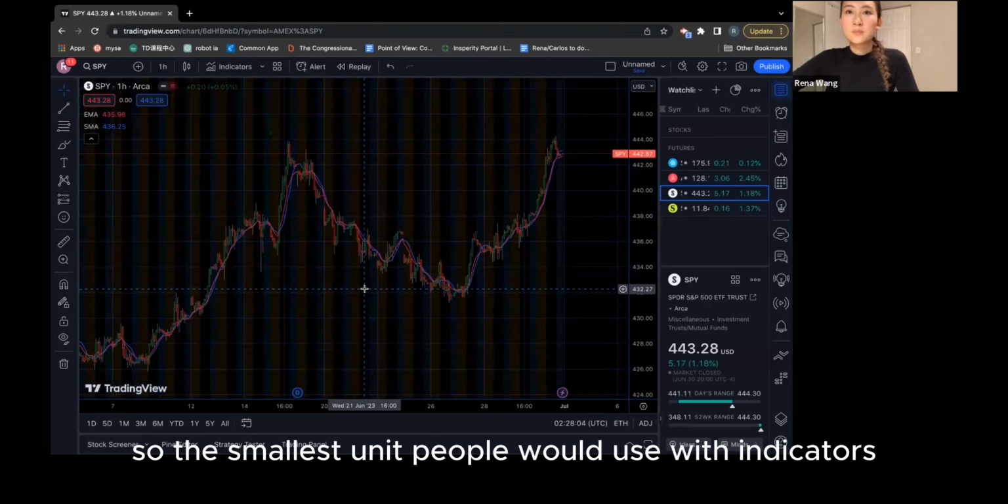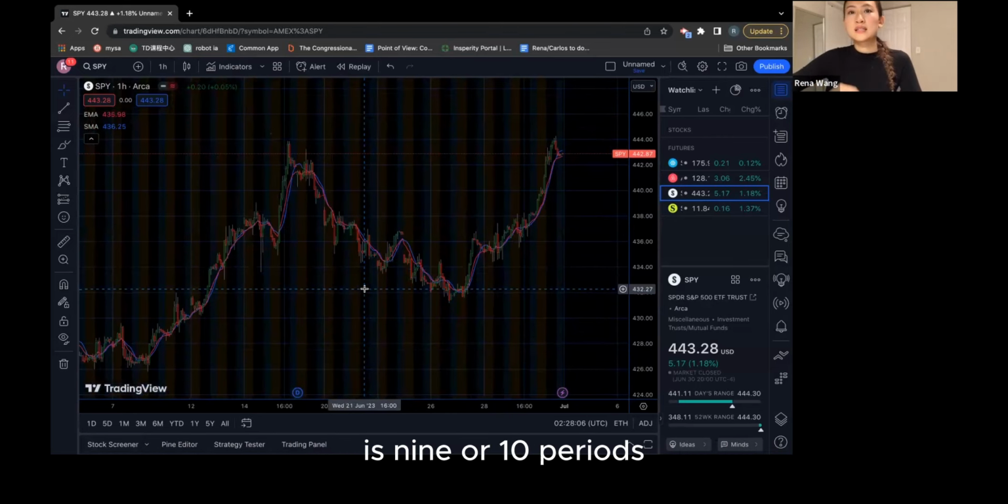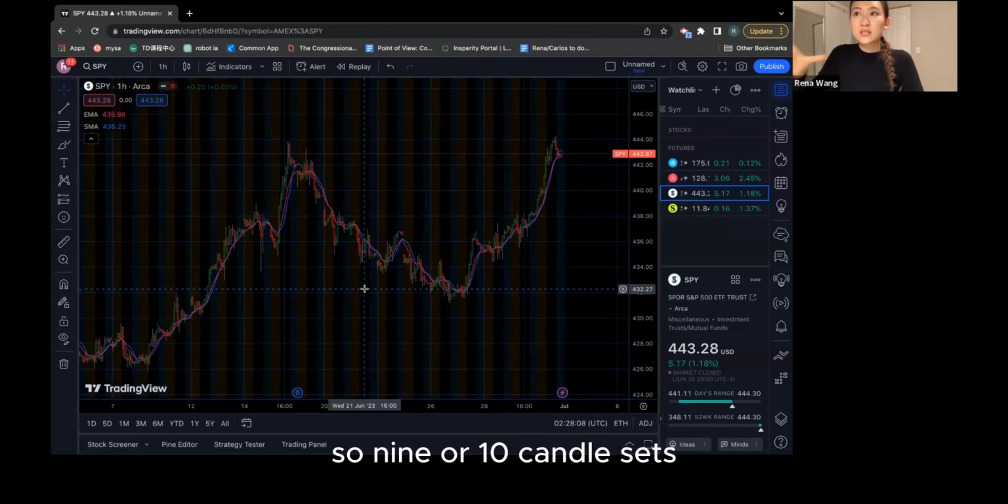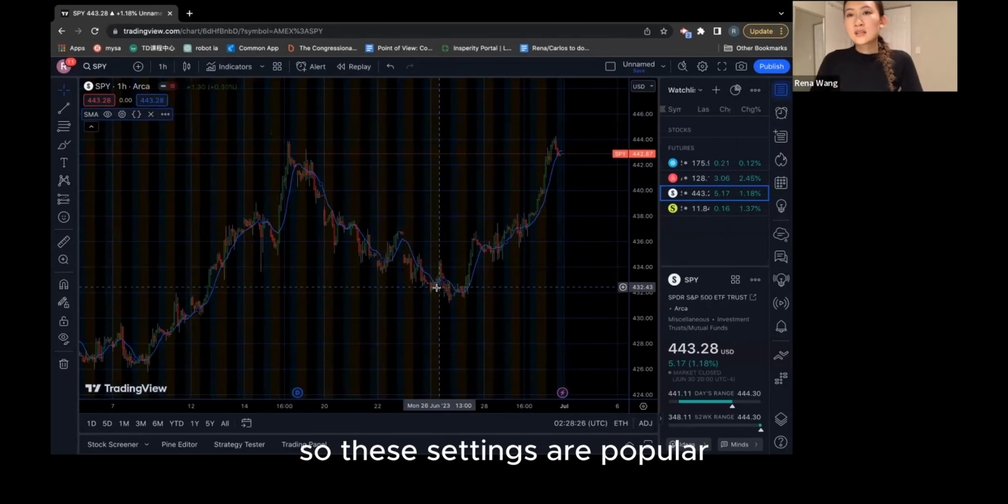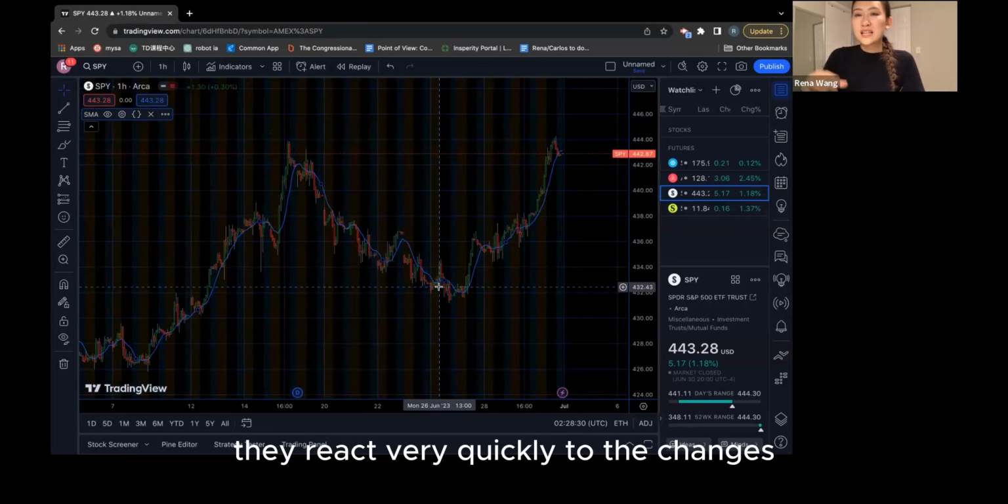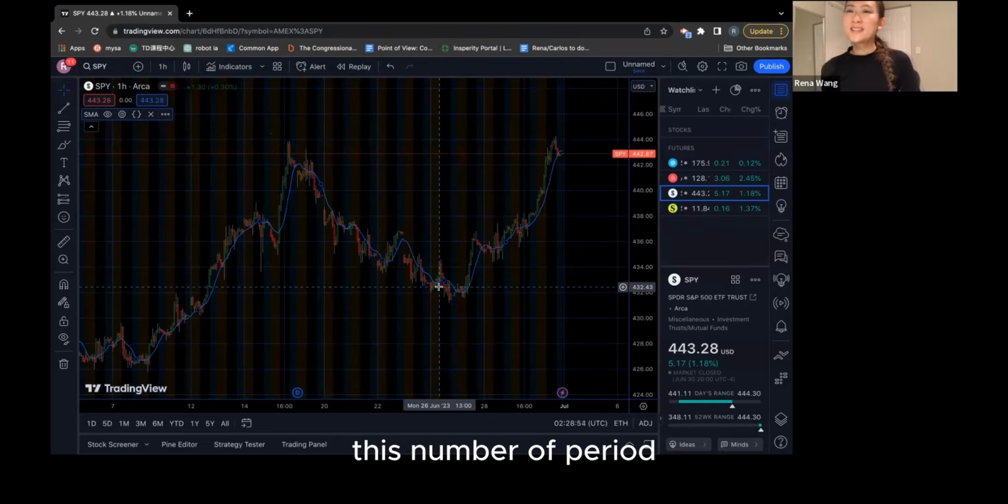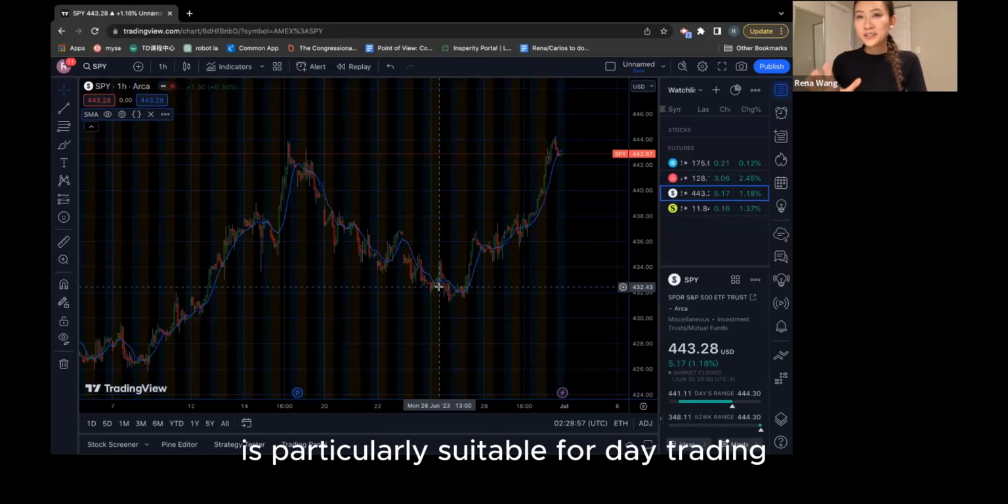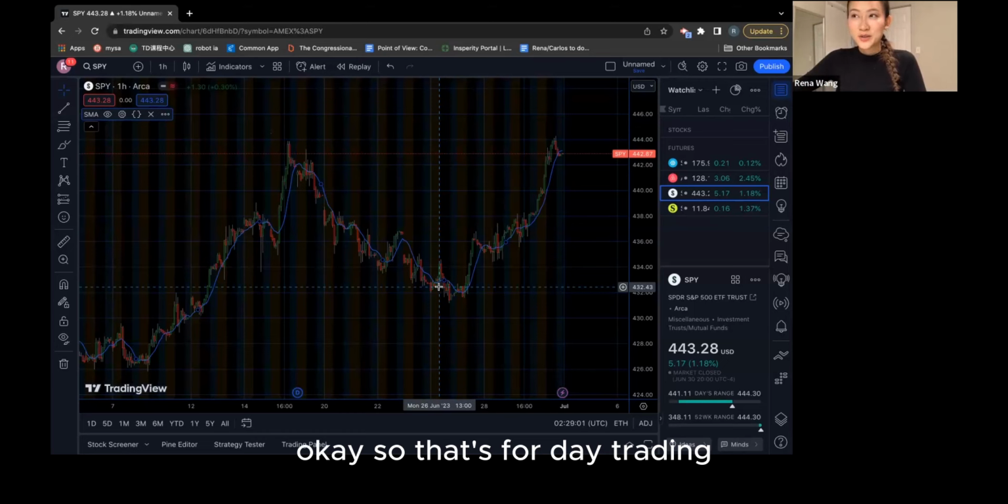So the smallest unit people would use with indicators is 9 or 10 periods, so 9 or 10 candlesticks. These settings are popular because the moving averages react very quickly to the changes. This number of periods is particularly suitable for day trading. Okay, so that's for day trading.